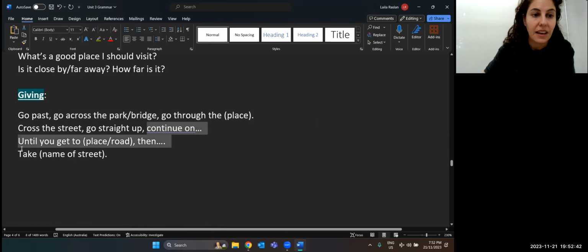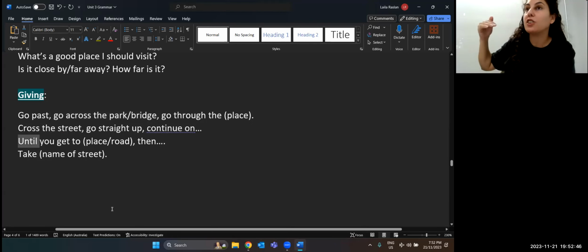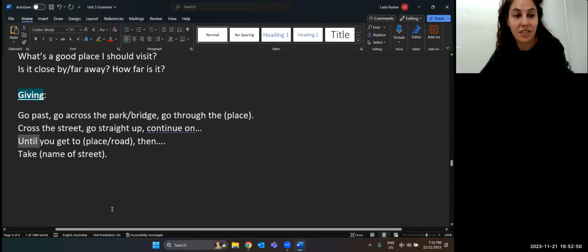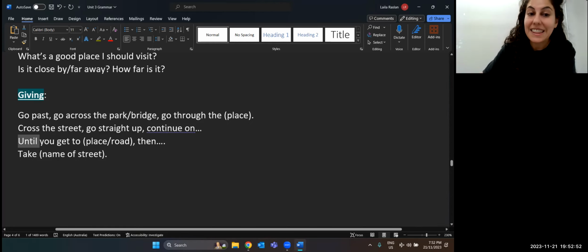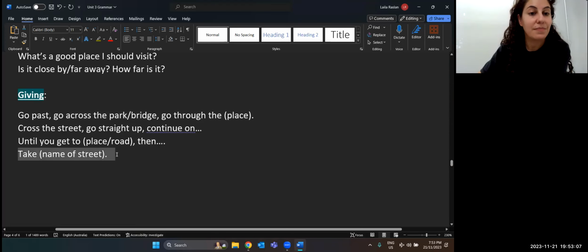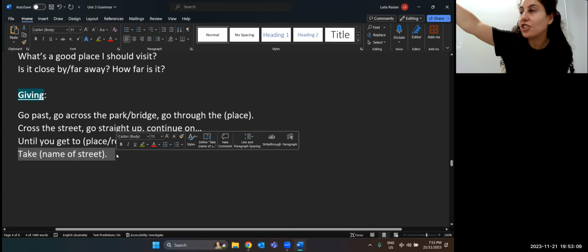Go straight up. That just means continue. Continue until you get to whatever. So until, that means where you need to stop. So continue until, so you stop somewhere. Then I could use these words, and then take this street, and then do that, and then. So every time I change the information, I can say then. Take Peary Street, so you can say the name of the street.